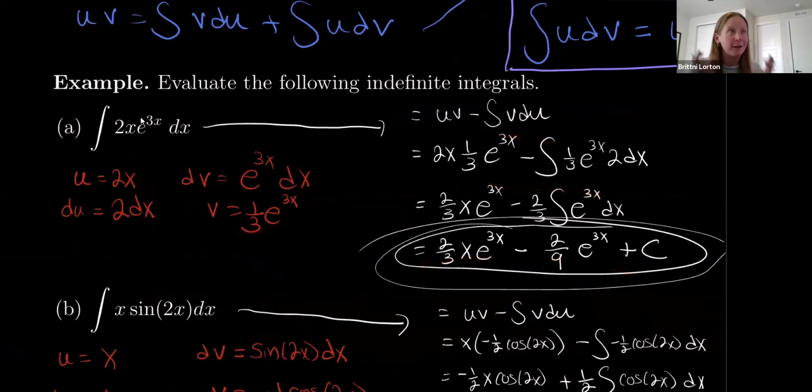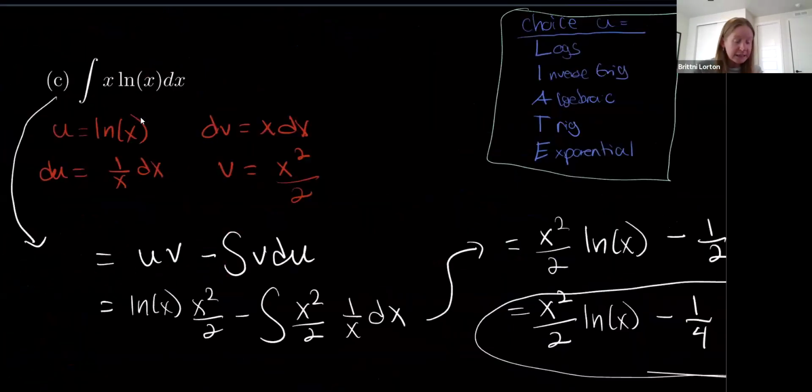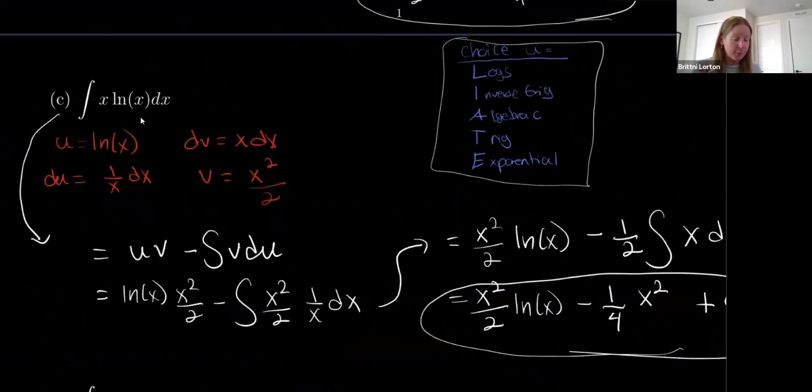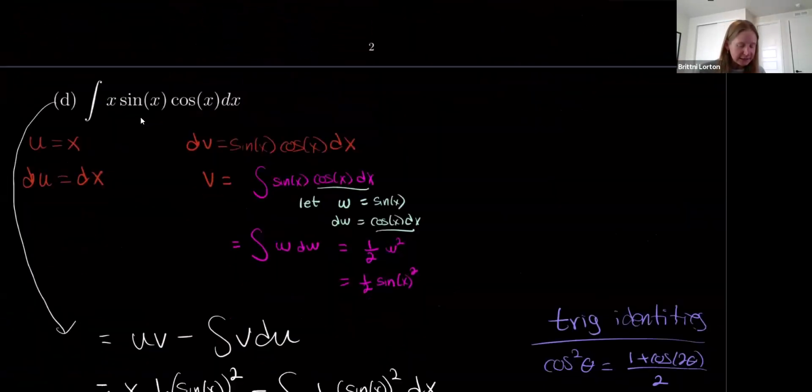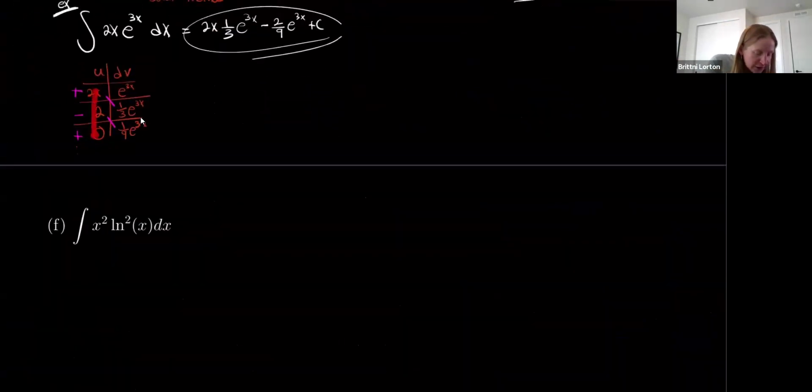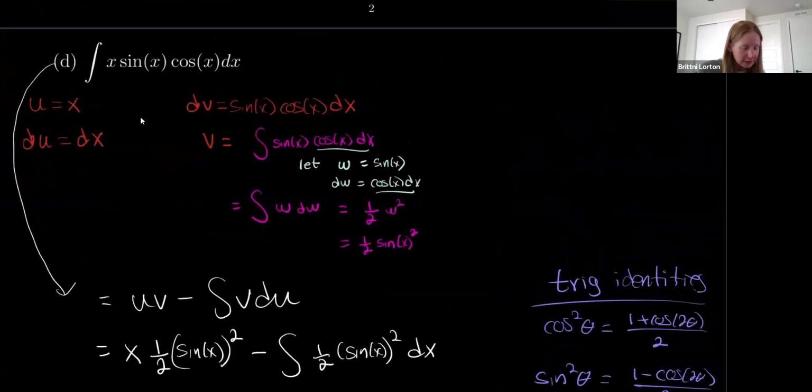The shortcut does not always work. It only works if your u has a derivative that eventually goes to 0. Just a cool little method, and you're always allowed to use it if it works. For example, part C would have been impossible. We solved that one the shortest possible way, because my u was ln, and no matter how many derivatives I took, the derivative of ln would never go to 0. So the whole point of the tabular method is it only works if the derivative eventually goes to 0. So let's practice.